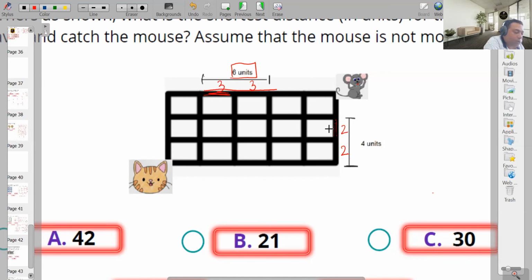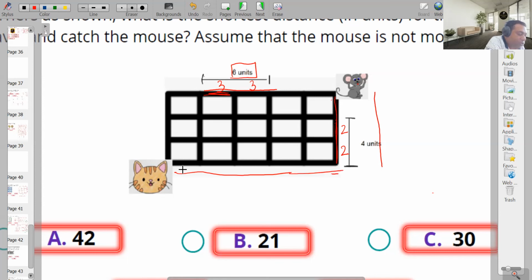Okay. So the cat, the shortest path, as I told you, has to travel these 5 lengths of rectangle and 3 widths of rectangles. So the total distance will be 3 times 5.